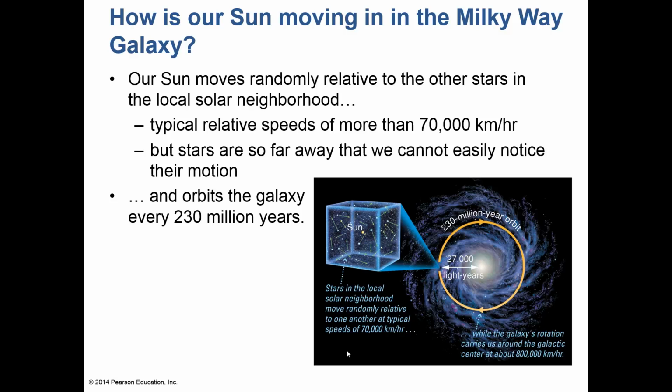Well, we also know that our Sun is actually in an arm of the Milky Way galaxy, and the Milky Way galaxy is rotating as well around a common point, maybe a black hole. And that takes 230 million years for the Milky Way galaxy to rotate once. 230 million years.